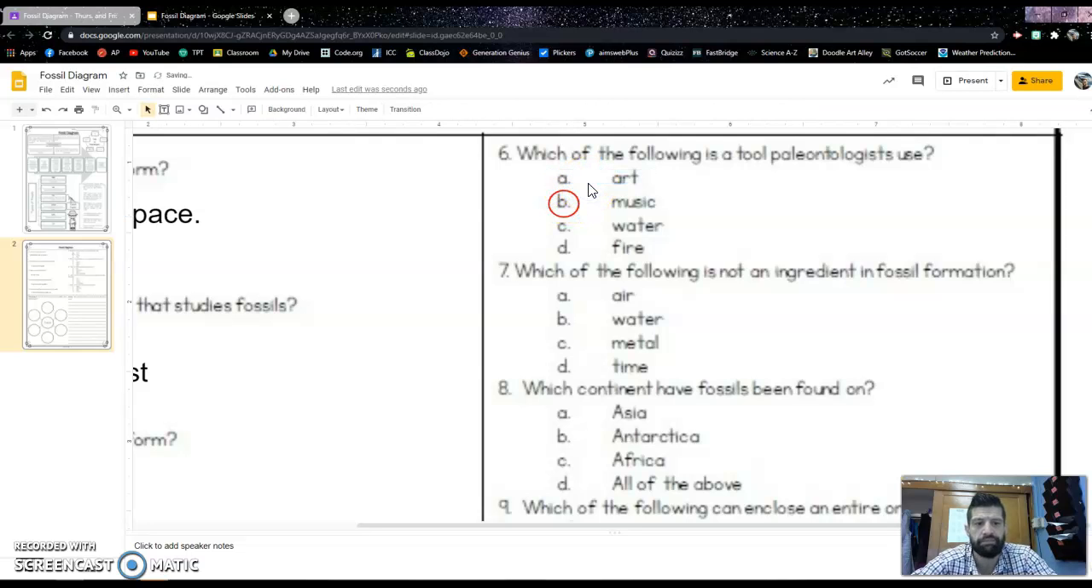But thinking about what do they use, they're not going to use art. They're not going to be painting pictures there or drawing or anything to get a fossil out of rock. Music, you could talk about the vibration of music somehow cleaning the rock off, maybe, but not really. Fire, I don't think. I mean, the rock wouldn't burn, so that probably wouldn't work. So we're going to need water to help rinse off those materials.